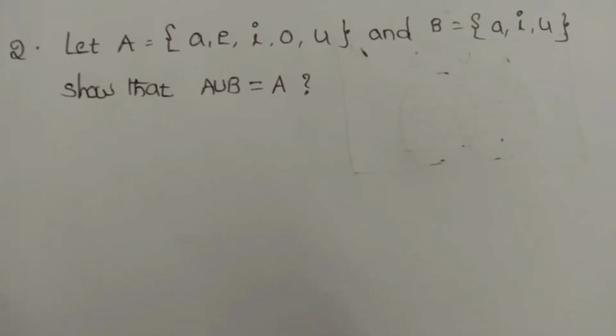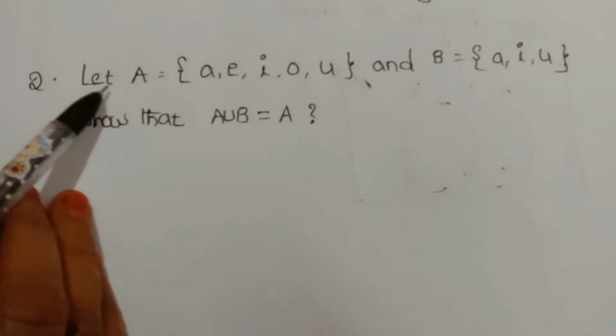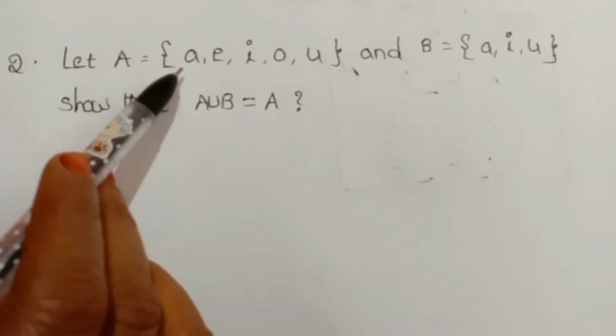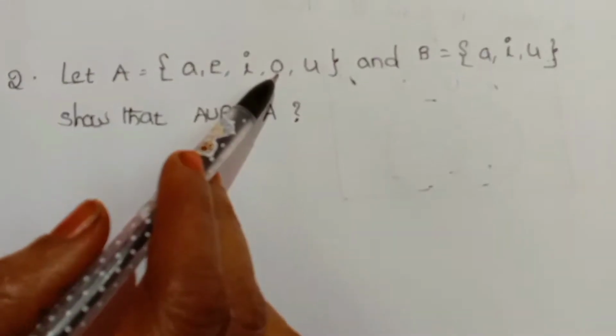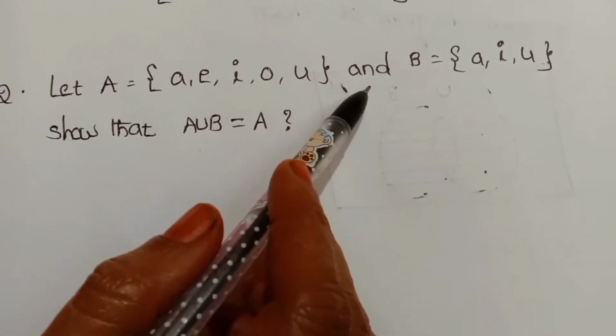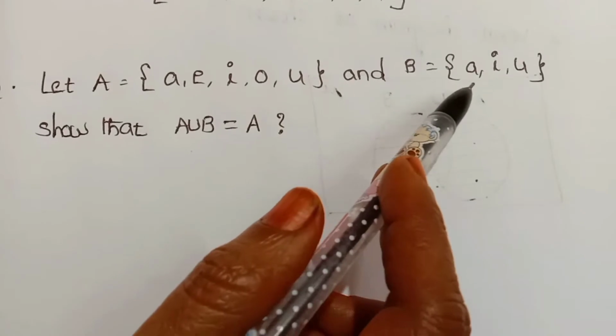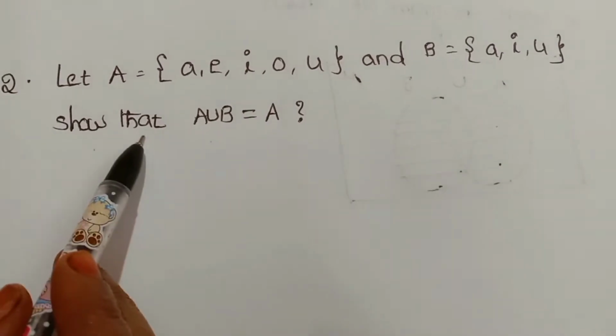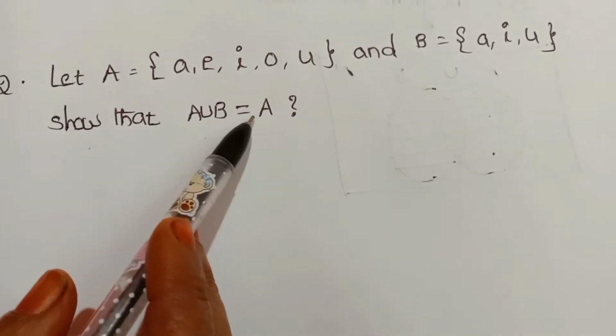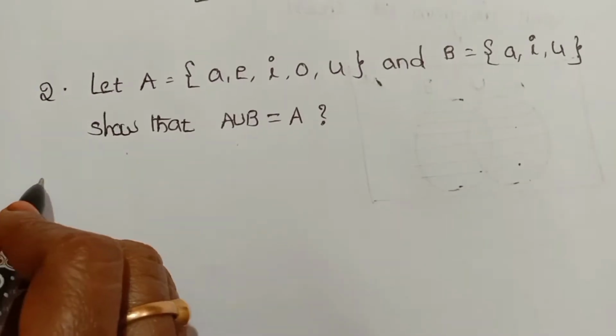Another example of union of sets. Let A is equal to {a, e, i, o, u} and B is equal to {a, i, u}. Show that A union B is equal to A.